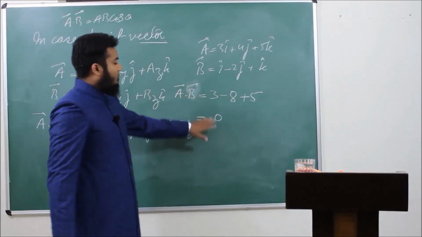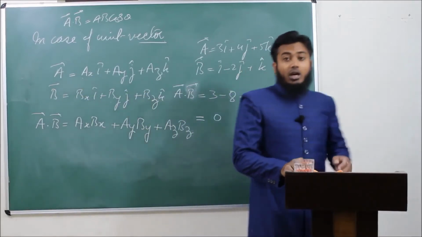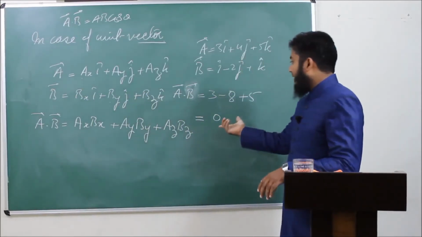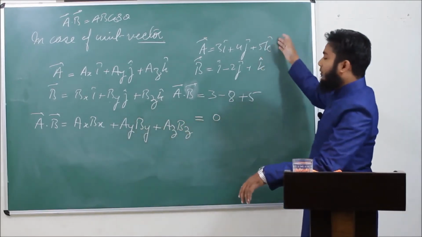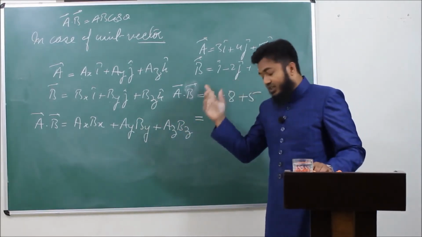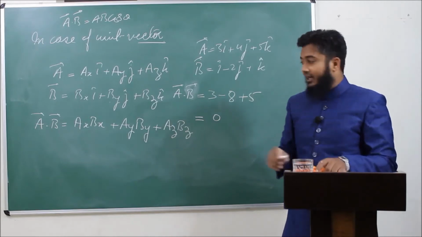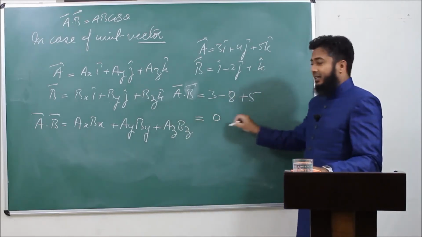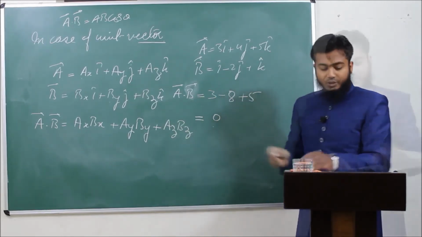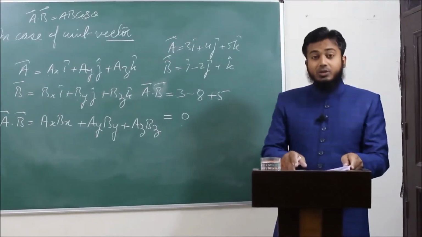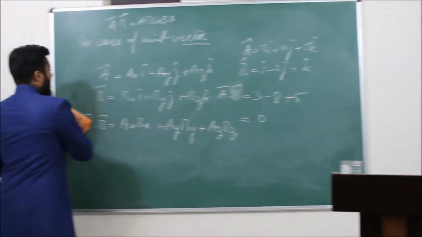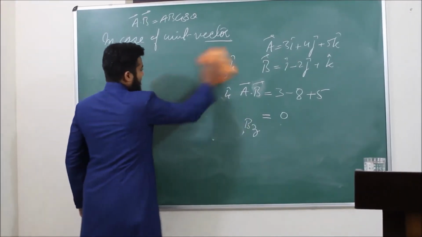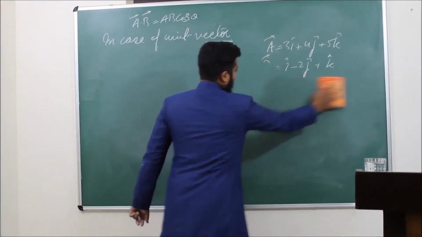So A dot B here is 0. Now we can conclude that if these two vectors A and B are perpendicular, the angle between these is 90 degrees because the dot product is becoming 0. So this was scalar multiplication of two vectors. Next, let us see the vector multiplication of two vectors.